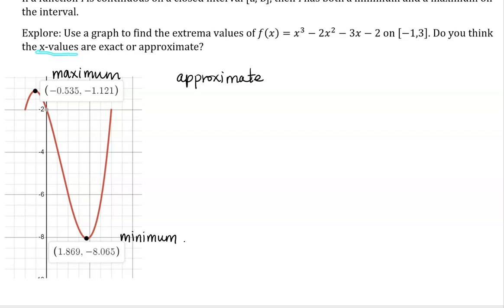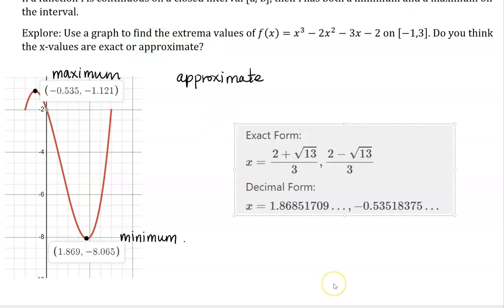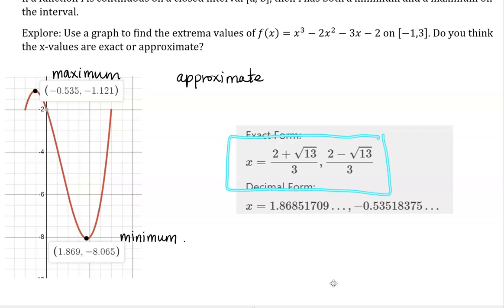They look like they have been rounded, these x values here. So one thing we are going to do in this lesson is figure out how we can find the exact values of those x values rather than just decimal approximations. How can we find a rational form for those answers?